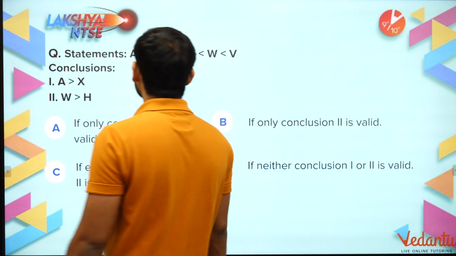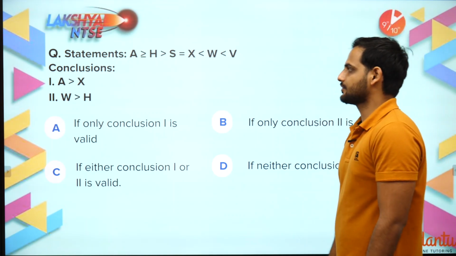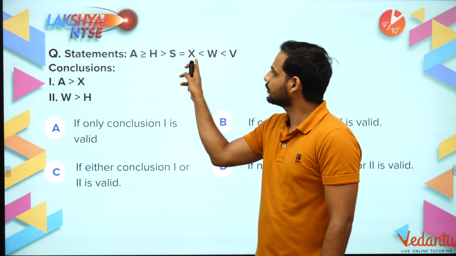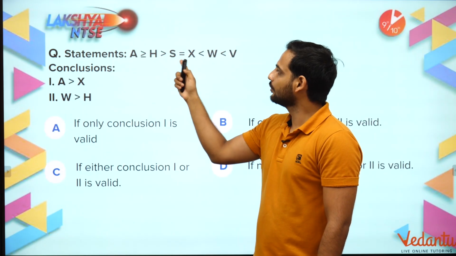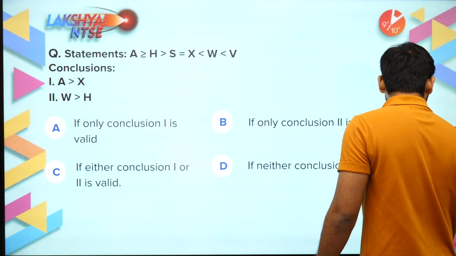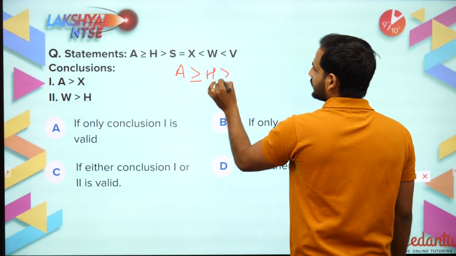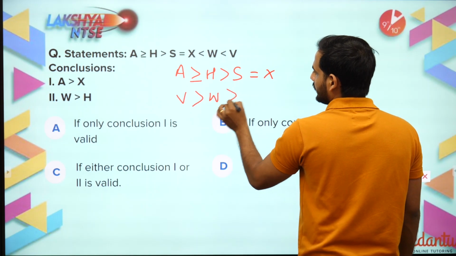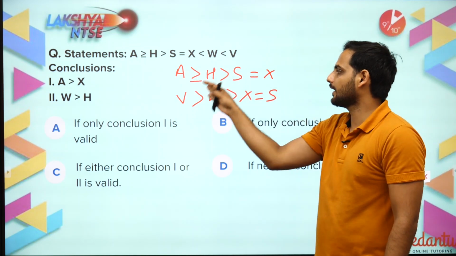Okay, next part is A is greater than or equal to H, H is greater than S, S is equal to X. Now you can see bachcho, from here to here this will be my one part, and from here to here this will be my other part, because the mouth has been changed here. So I have got two separate series. First series is A is greater than or equal to H, then S and equal to X. Second is V is the largest, then W, then X is equal to S. Correct. Now you can see there is no link between A, H, V and W.